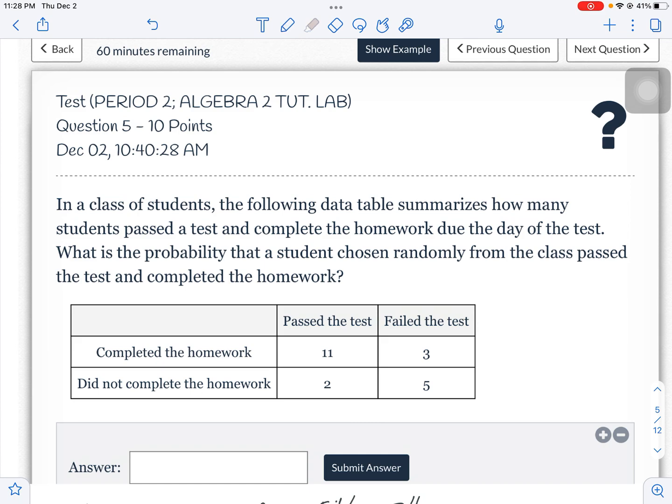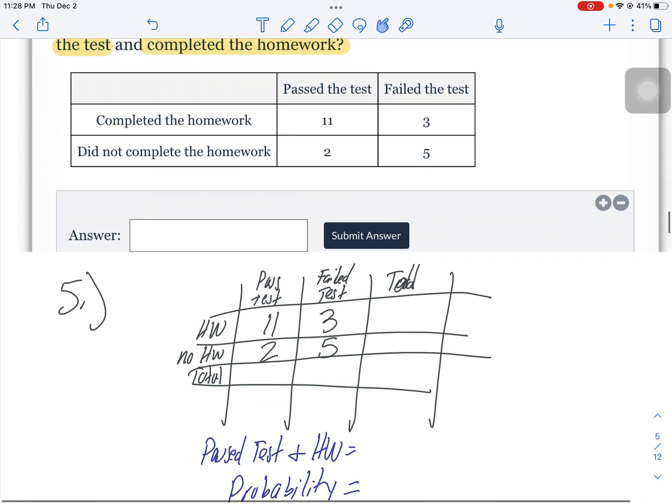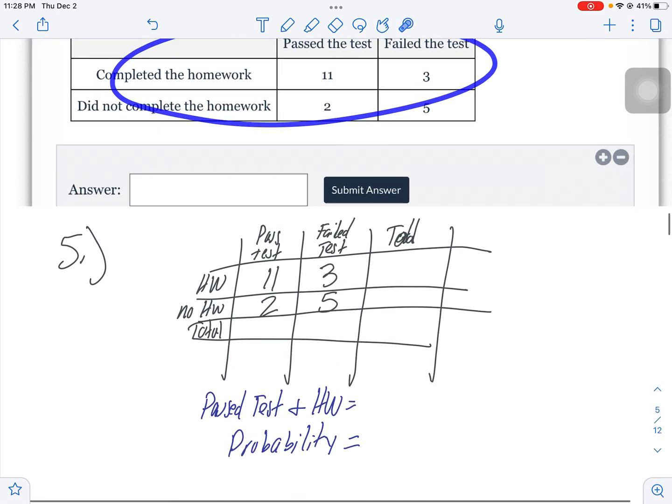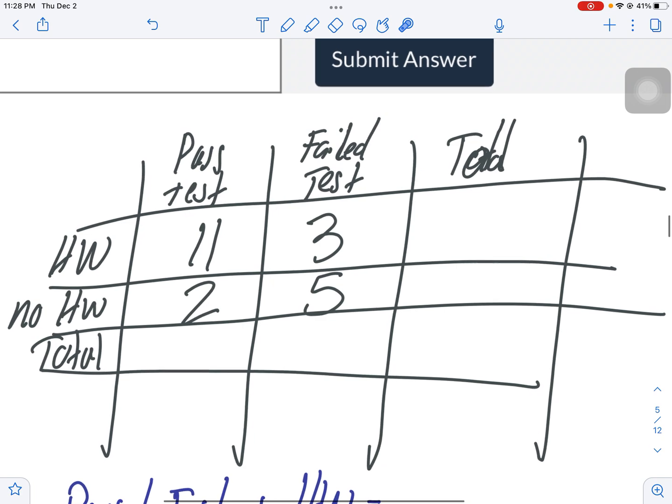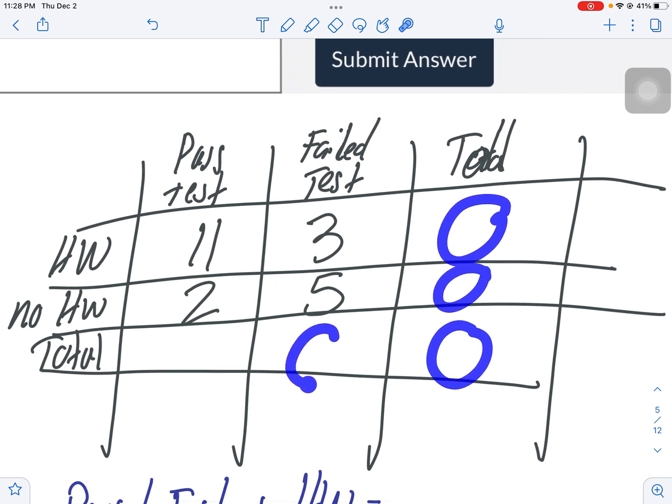Number 5. Let's highlight our information once again. In a class of students, the following data table summarizes how many students passed the test and completed the homework due the day of the test. What is the probability that a student chosen randomly from the class passed the test and completed the homework? So all I did was recopy this table here, 4 by 4. And now all I have to do is fill in the totals.